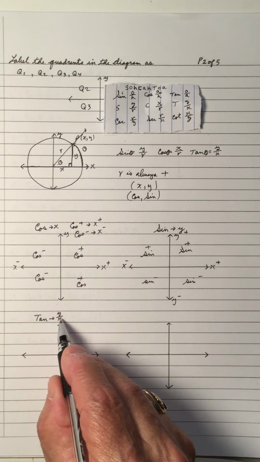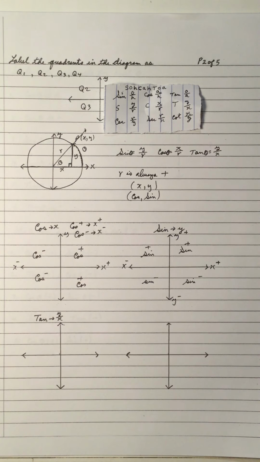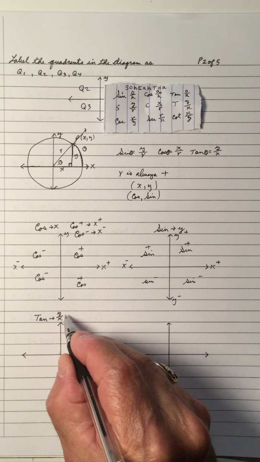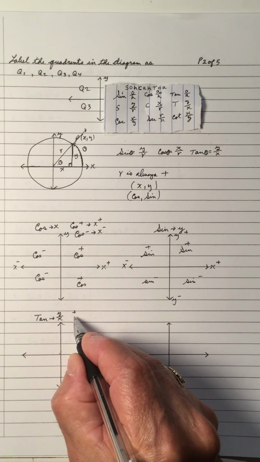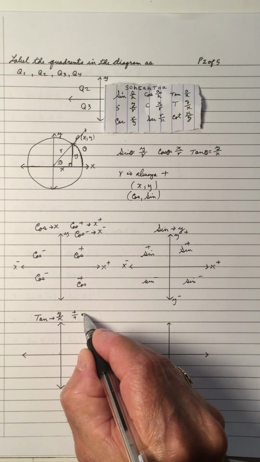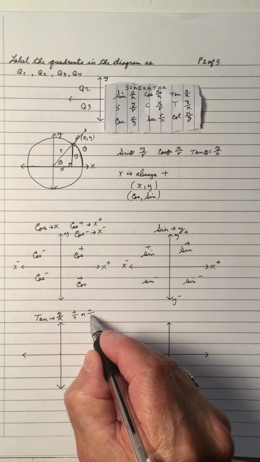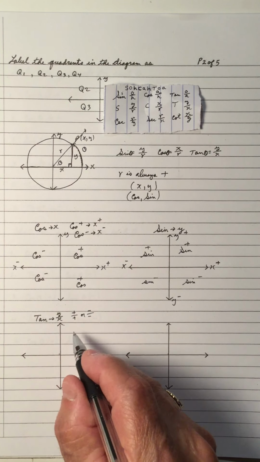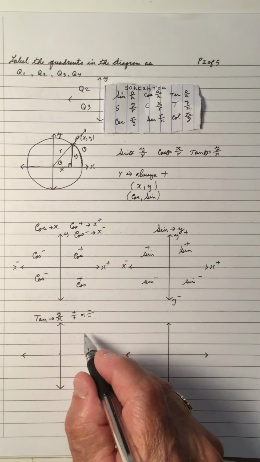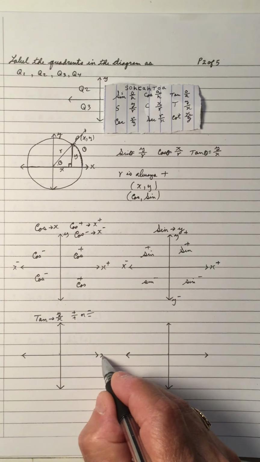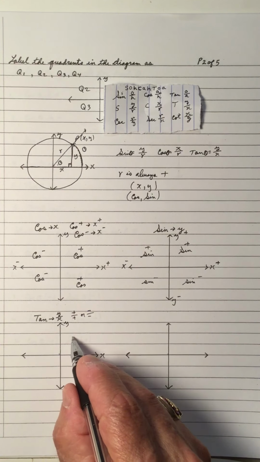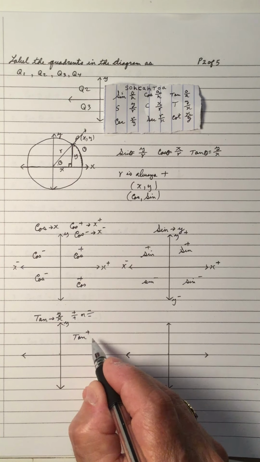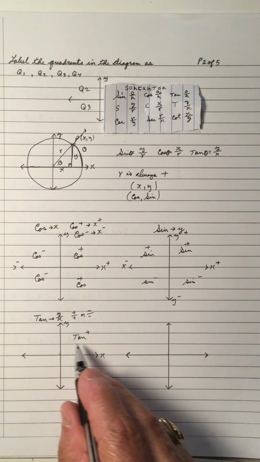And tan is the y over the x. So what happens is that tan is positive where y is plus and x is plus, or y is negative and x is negative. So tan is positive where both signs are the same. So tan is positive, x is positive, this is x and this is y. So in this quadrant, tan is positive because x and y are both pluses.